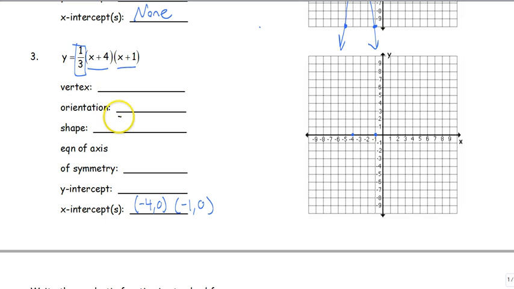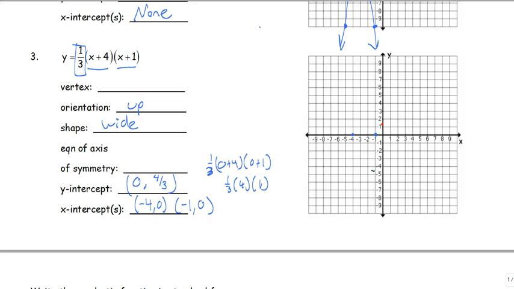Orientation, this is positive, so it'll be up. Shape will be wide. Now let's get our y-intercept real fast. We have 0 plus 4, 0 plus 1, times 1/3. So we get 5/3. I'm sorry, that's not 5/3, that's 4/3. So it's 1/3 times 4 times 1. Now we're not adding. So 0, 4/3. So I have that point on here too. 0, 4/3. It's about right there.